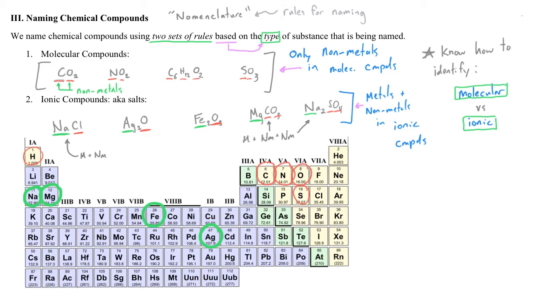So that's the first step in learning how to name compounds: look at the formula and try to determine if you're looking at a molecular compound or an ionic compound. Once you know that, you'll know which rule set to apply in naming it. Now what we're going to do is go on to the next page and learn how to name one category of compounds. That is, we'll learn how to name molecular compounds. In the next lesson, I'll teach you how to name ionic compounds.